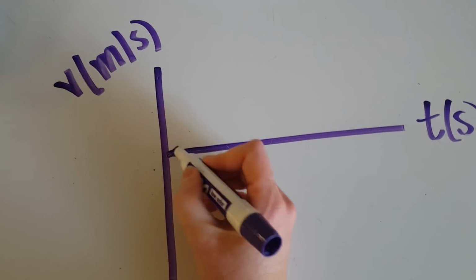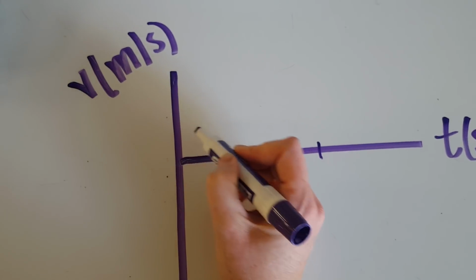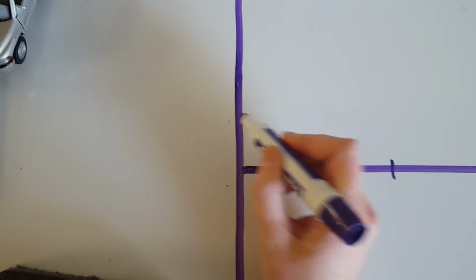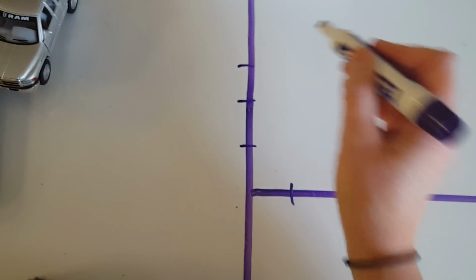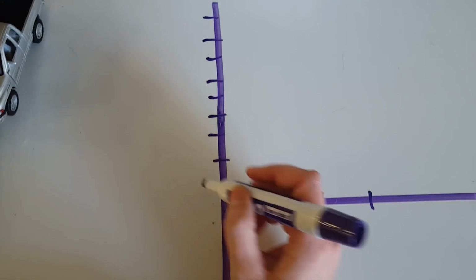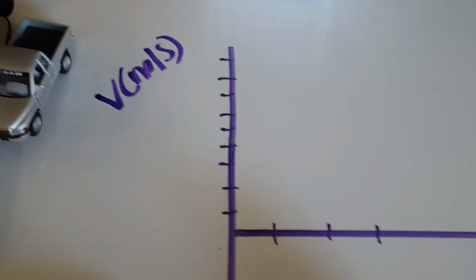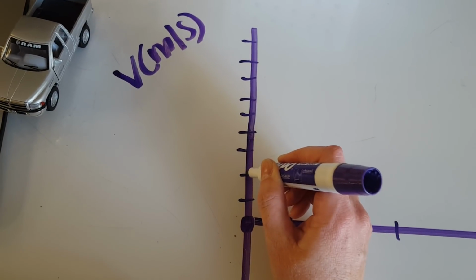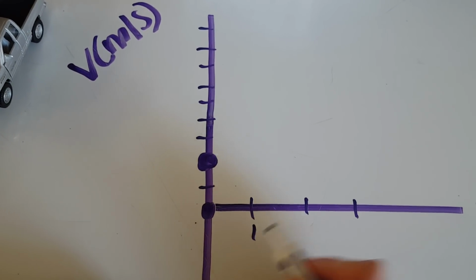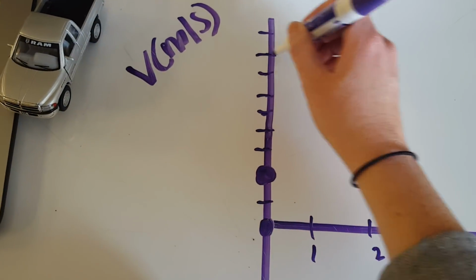So in the last scenario, our time was over a span of 3 seconds. And we said that we went from a positive 2 meters per second to a positive 8 meters per second over 3 seconds. So at 0, I was at positive 2 meters per second. Here's my starting time. So I started at positive 2 meters per second. And then 1 second, 2 seconds, 3 seconds later, I was at positive 8. So 1, 2, 3, 4, 5, 6, 7, 8.